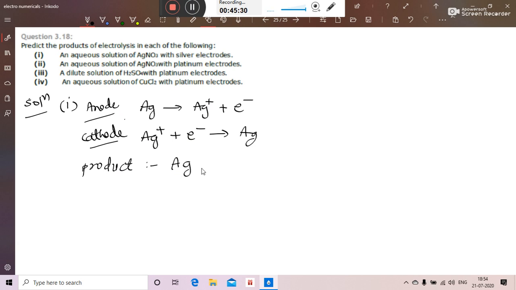Now along with silver, HNO3 will also be produced. So here we will see that as silver ion of the solution reaches cathode to form silver, NO3 minus ion will remain in the solution, and that NO3 minus ion will react with H plus ion of the ionized water to form HNO3. So our products over here is silver and HNO3.